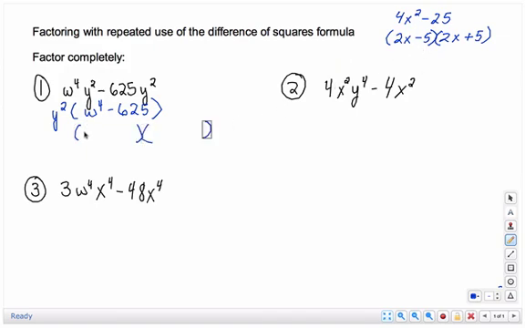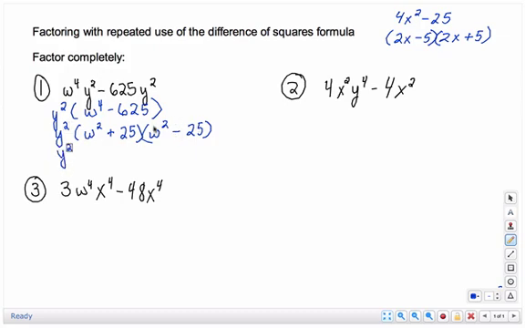Okay, so we're going to break this down into w squared and w squared. And then what times itself gives me 625? Well, that would be 25 times 25. And I need one of these to be plus and one of these to be minus. And I don't want to forget to bring down my y squared here. I'm going to bring that down again.